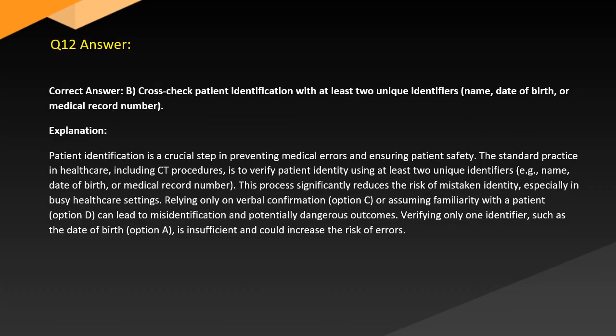Answer. Correct answer: B. Cross-check patient identification with at least 2 unique identifiers: name, date of birth, or medical record number. Explanation. Patient identification is a crucial step in preventing medical errors and ensuring patient safety. The standard practice in healthcare, including CT procedures, is to verify patient identity using at least 2 unique identifiers, e.g., name, date of birth, or medical record number. This process significantly reduces the risk of mistaken identity, especially in busy healthcare settings.